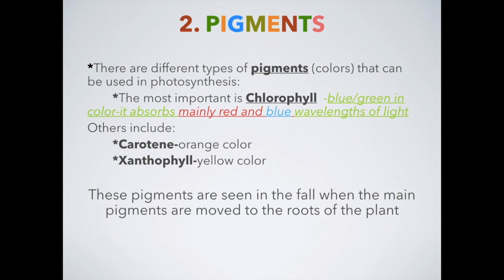The production of chlorophyll drops, making it visible for us to see the orange and yellow.